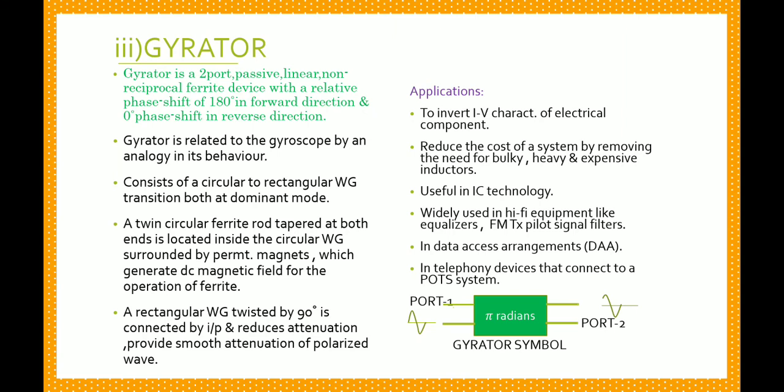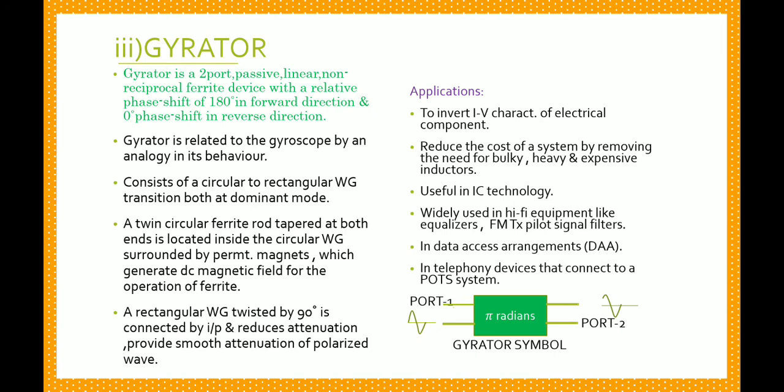Third, the gyrator. What is a gyrator? A gyrator is a 2-port passive linear non-reciprocal ferrite device with a relative phase shift of 180 degrees in the forward direction and 0 degree phase shift in the reverse direction. Means when the signal is traveling from port 1 to port 2, as we can see in the diagram, there is 180 degree phase shift, and in the reverse direction there is 0 degree phase shift. So it has many advantages due to this property and many applications. The gyrator is related to a gyroscope by an analogy in its behavior.